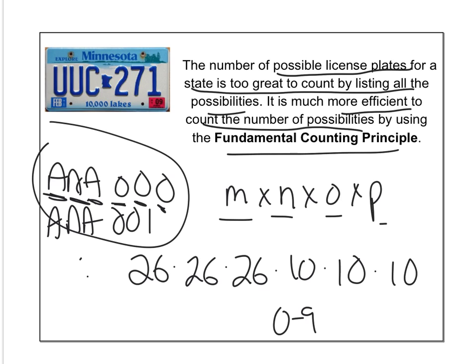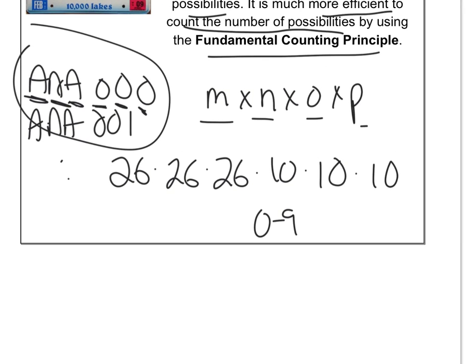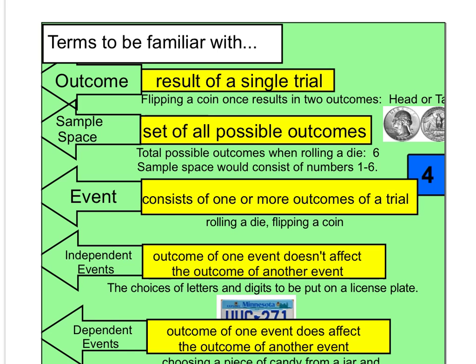So what I'm doing is multiplying 26 by itself 3 times. Then I'm going to multiply that times 10 times 10 times 10. And my answer ends up being 17,576,000. So 17 million different possible combinations for license plates, just going by all the letters and all the numbers. That doesn't include vanity plates or any specialized plates or anything like that.